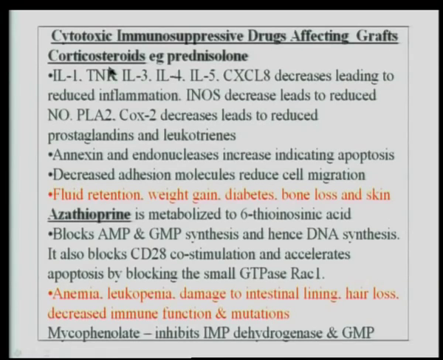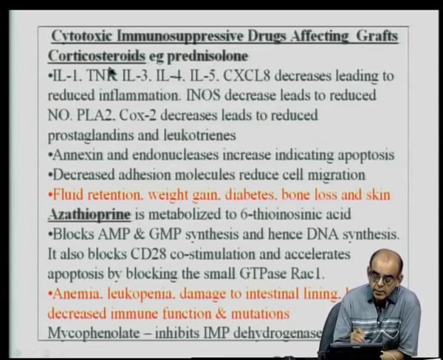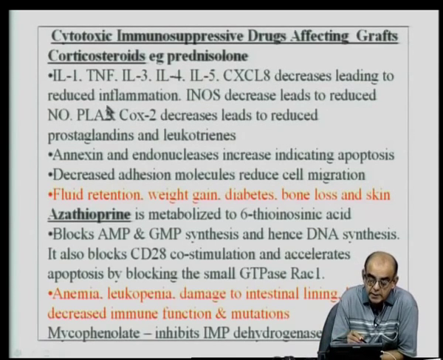So, what are these immunosuppressive drugs? So, corticosteroids, all of us know that they are used for immunosuppression. So, for example, prednisolone. So, you see IL-1, TNF or tumor necrosis factor, IL-3, IL-4, IL-5, CXCL8, they all decrease when corticosteroids are administered. Therefore, this decrease in these molecules actually leads to reduced inflammation.